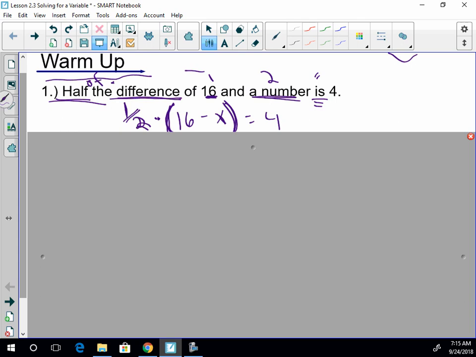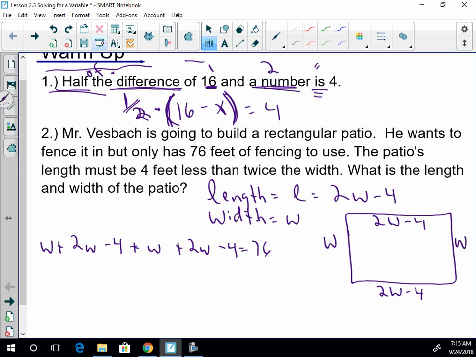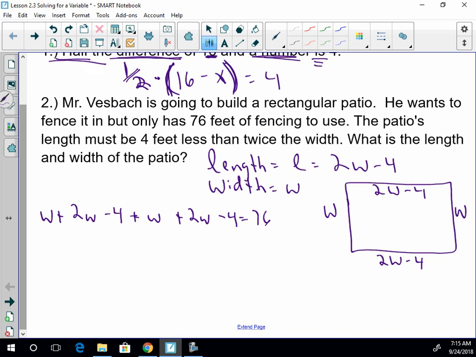Okay, next one. This we spent a lot of time last class talking about a problem like this. So number 2, Mr. Vesbach is going to build a rectangular patio. He wants to fence it in, but only has 76 feet of fencing to use. The patio's length must be 4 feet less than twice the width, okay? I'm going to just underline that before we finish reading. Length must be 4 feet less than twice the width. What is the length and width of the patio?